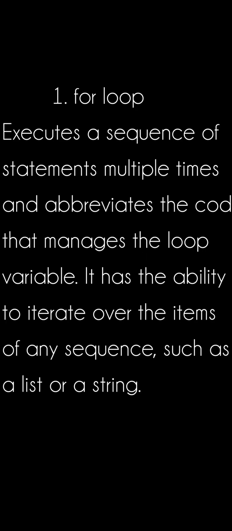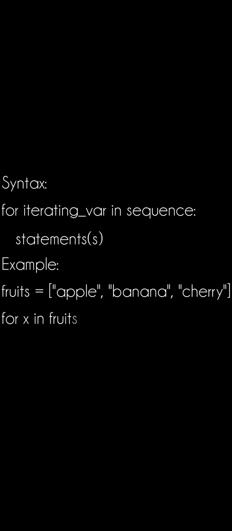First one, for loop, executes a sequence of statements multiple times and abbreviates the code that manages the loop variable. It has the ability to iterate over the items of any sequence, such as a list or a string. Syntax.